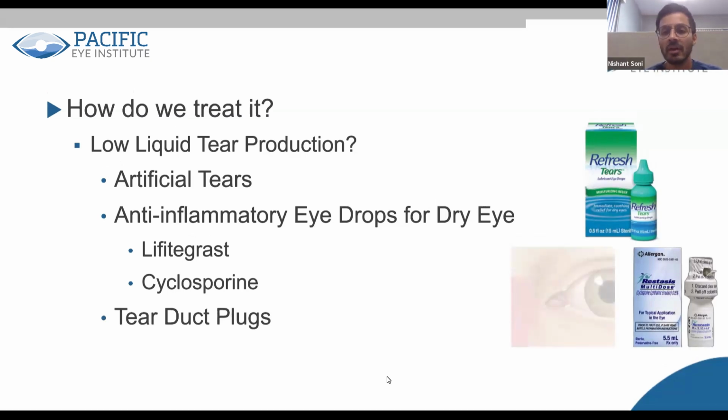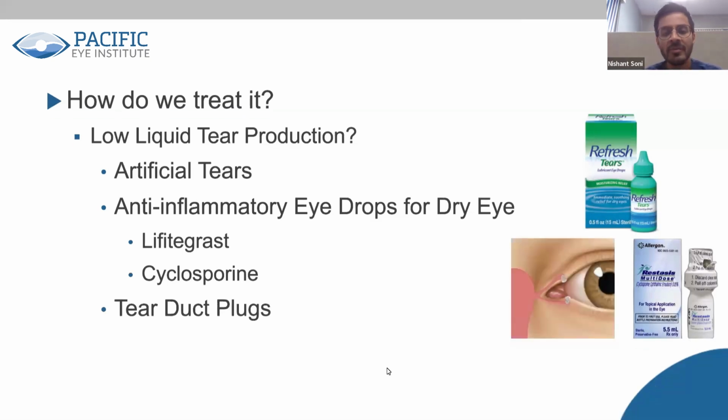Tear duct plugs are very useful in my practice, and they treat the low liquid tear production type of dry eyes. In your eyes, you have a system where the tears are produced and then drained away. This area right near the nose is where the tears are drained away. Usually the tears are produced and they hang out in the lower eyelid area, if you can see the arrow that I'm moving, and they drain away.